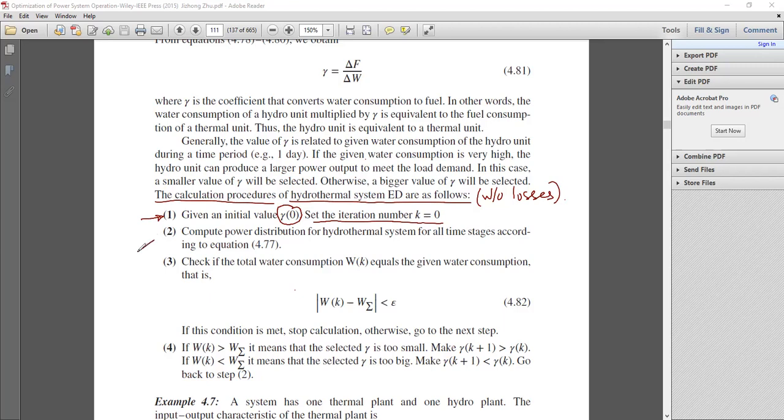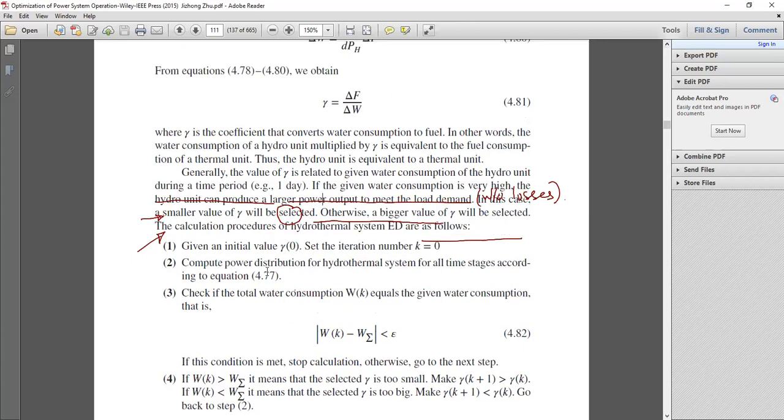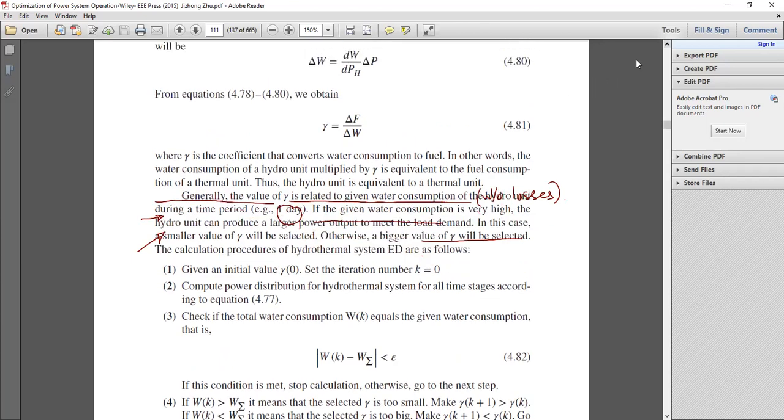Compute the power distribution for hydrothermal system for all time stages, that means k equals 1 up to s, according to equation 4.77. So the equation 4.77, that means if you know the value of gamma, then in the next step, step number 2, you should be able to calculate this 4.77. So let's see.